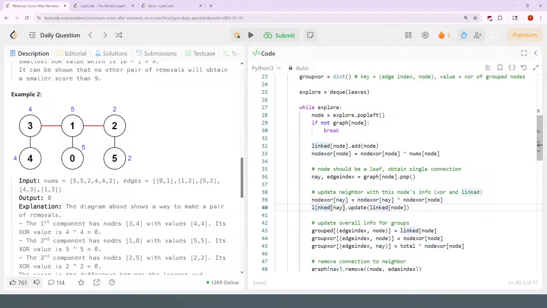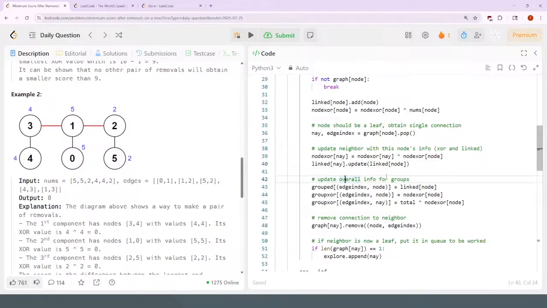And then the linked of the neighbor, so this neighbor here is now going to be linked with everything here and the set of things that are linked here. So it could be just a 5 or it could be other leaf nodes that are on this side of the graph. They're all going to be pushed into the set that is connected right here. And when you push a set onto another set, you use update. So link to the neighbor, update to link to the node, and then update overall information for all the groups. So things that are grouped from this edge. So 5 is the node, edge is this edge.